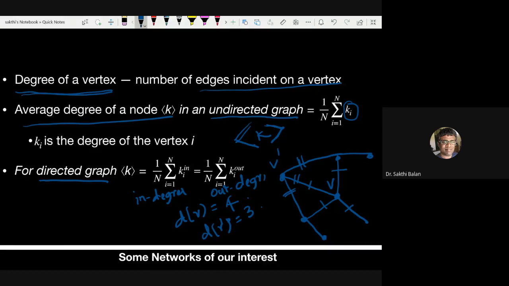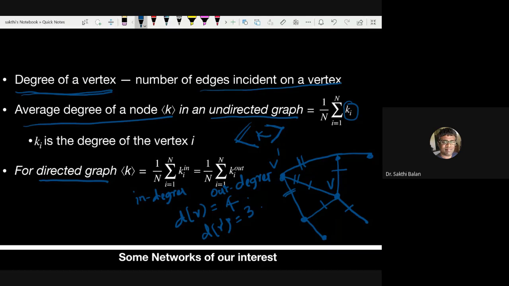You need to talk about this. In-degree means the edges which are coming towards that node, how many edges are coming towards that node, and how many edges are going out of that node. So both the things you can talk about.